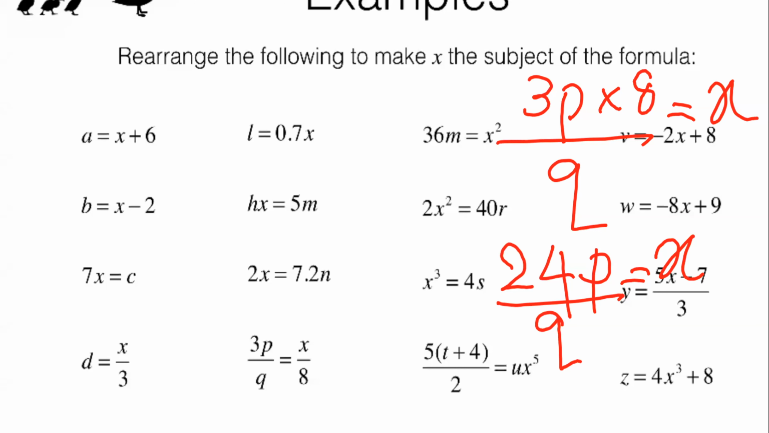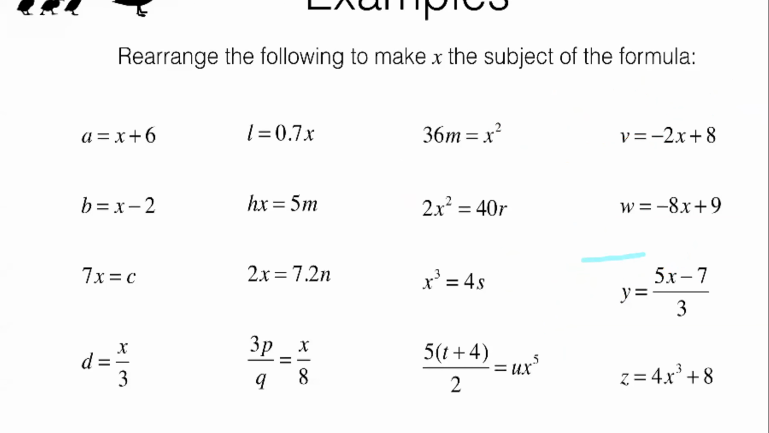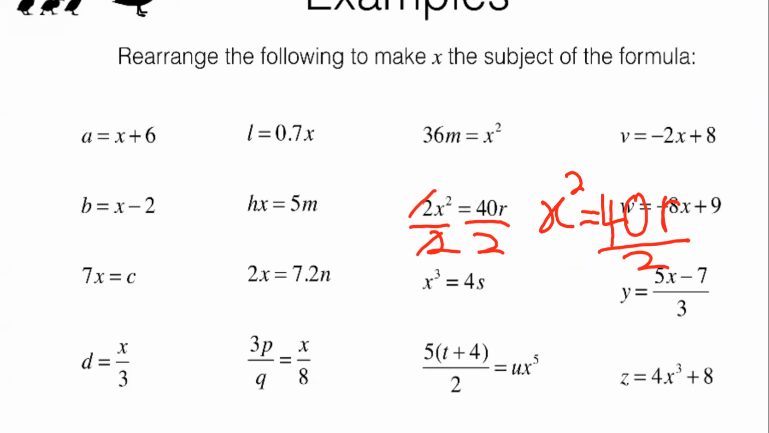Here it's given as 36m equals x. Oh, sorry, we did this one. 2x squared equals 40r. We have to remove the 2 and the power 2. First of all, we have to remove the number 2. So how can we remove the number 2 here? We can divide both sides by 2, and you get x squared equals 40r over 2. So 40 divided by 2 is 20r, but this is for x squared.